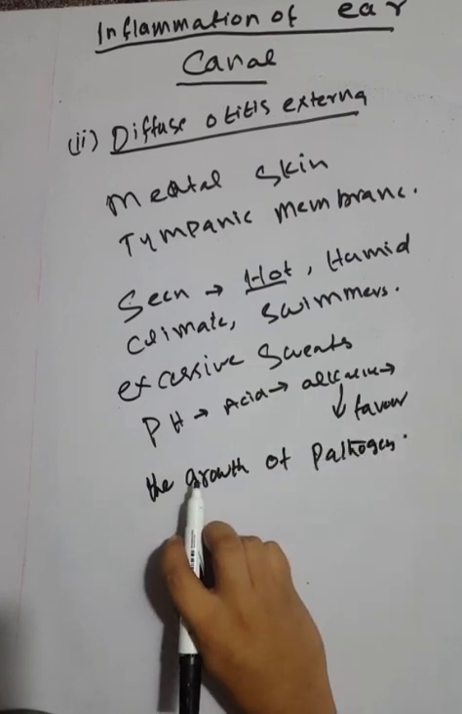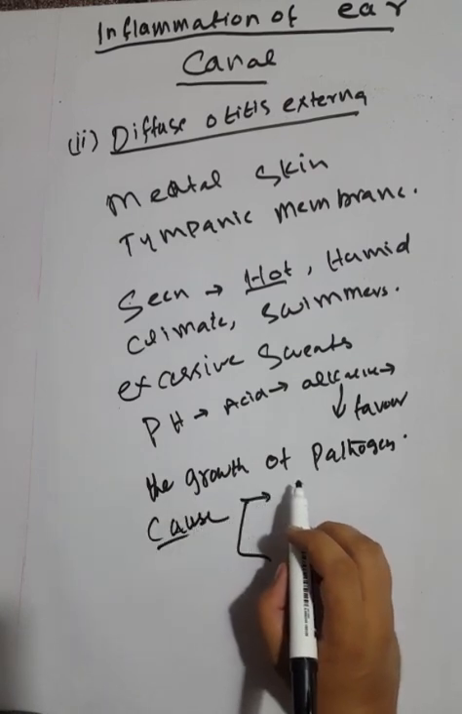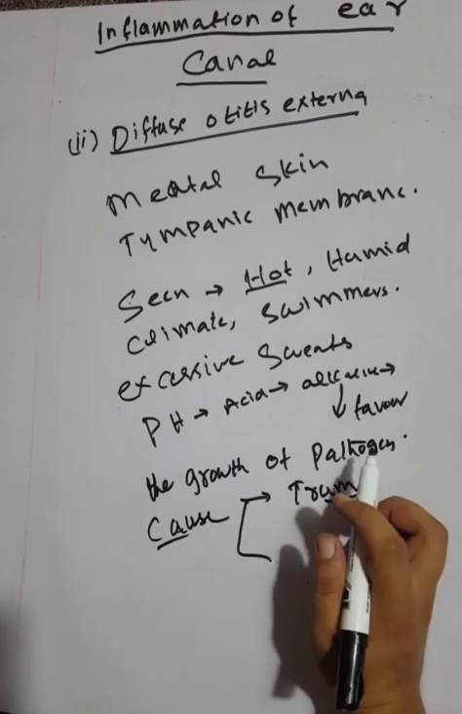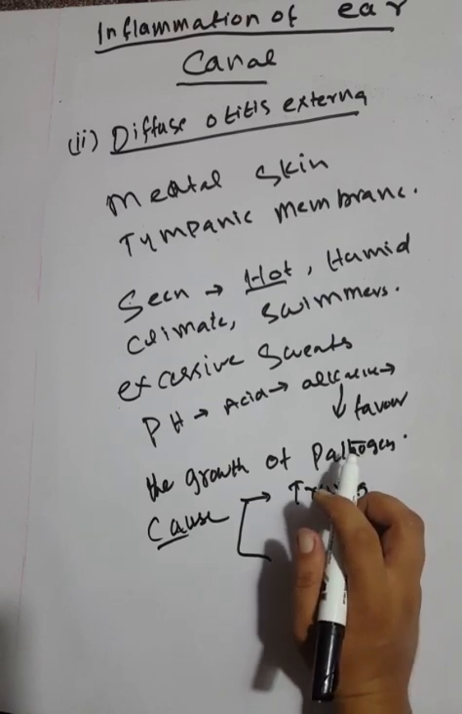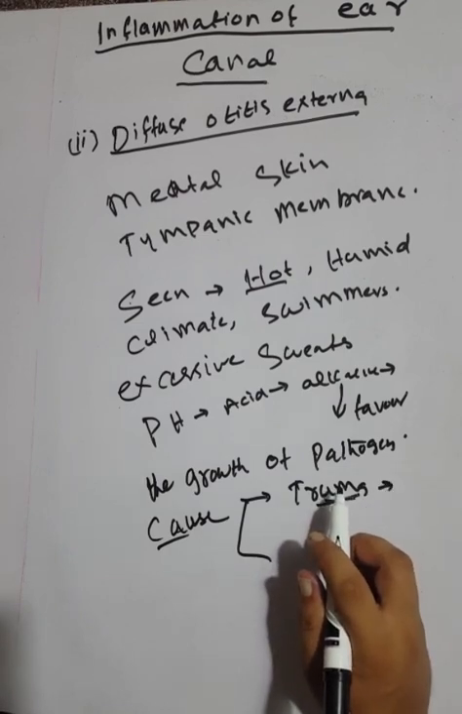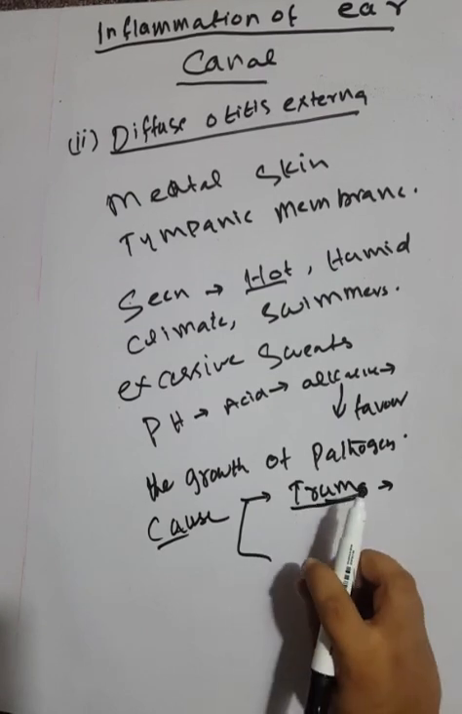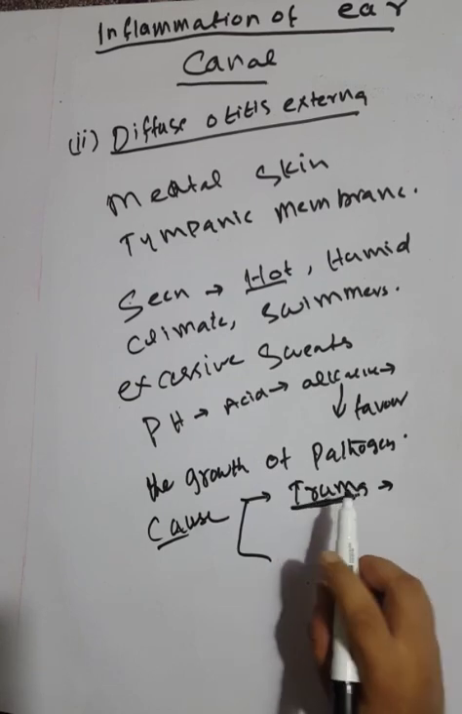The causes of diffuse otitis externa are two. The first is trauma to the meatal skin. Trauma can result from scratching the ear canal with hairpins or matchsticks. Unskilled instrumentation, such as removal of foreign bodies by an unskilled person, or repeated cleaning of the ear can also cause trauma to the canal.